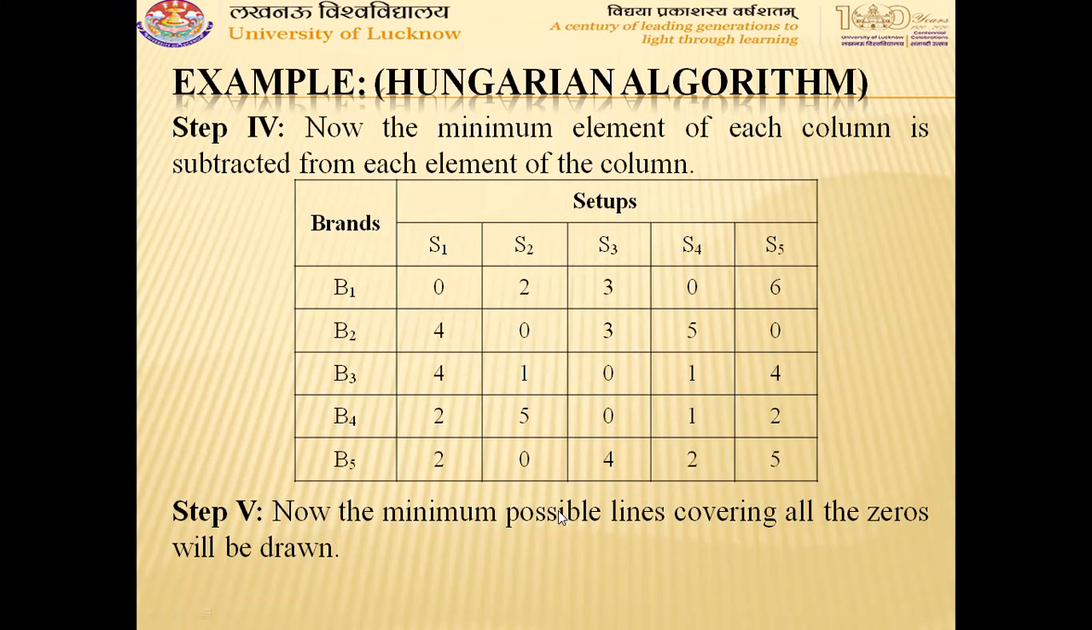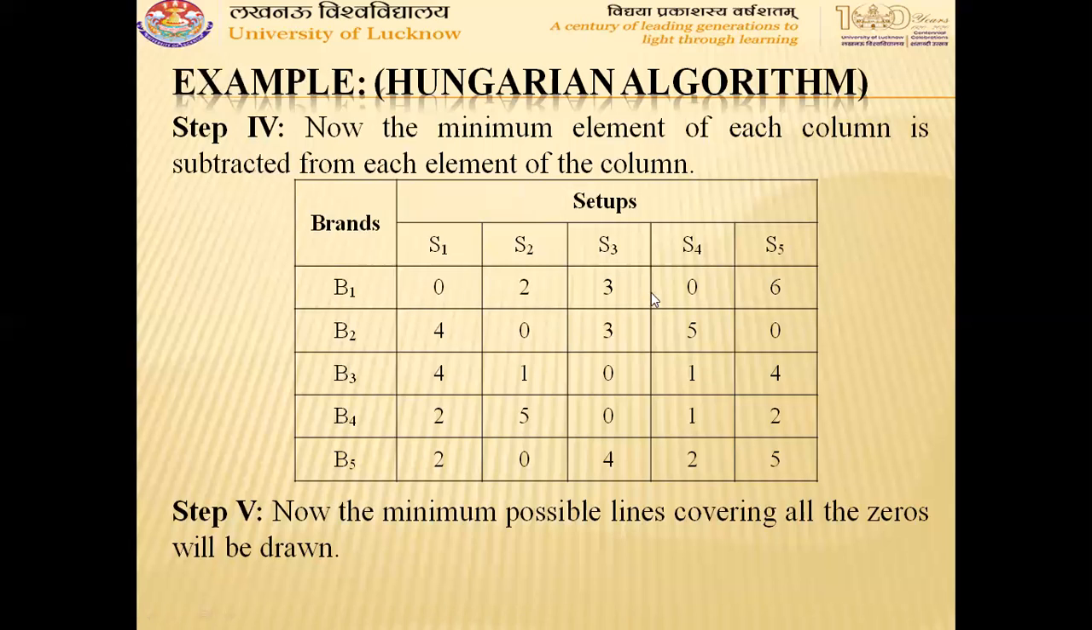So now we draw the minimum possible lines by covering all the zeros. So here we can see in first row there are two zeros, in second row there are two zeros, third row 1 zero, fourth row 1 zero, and fifth row 1 zero. Similarly, in first column we have 1 zero, second column we have two zeros, third column we have two zeros, fourth column we have 1 zero, and fifth column we have 1 zero. So maximum number of zeros in a row or in a column are 2.